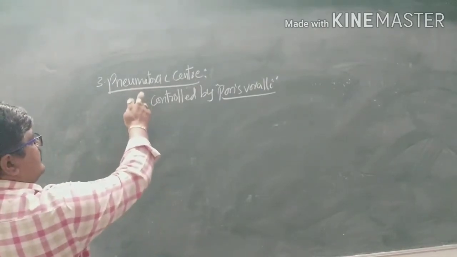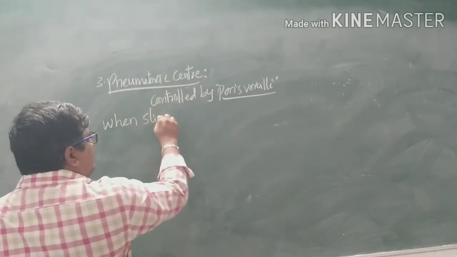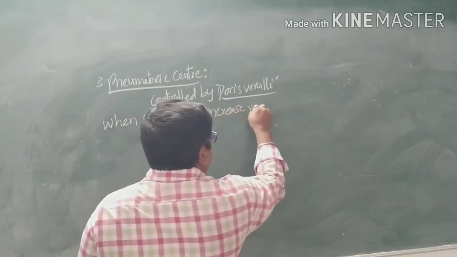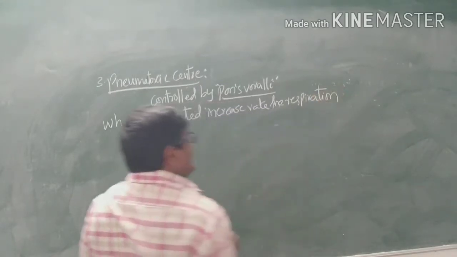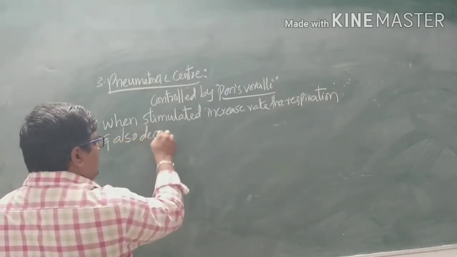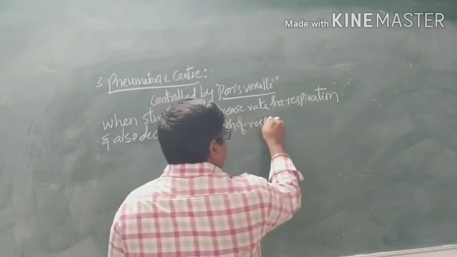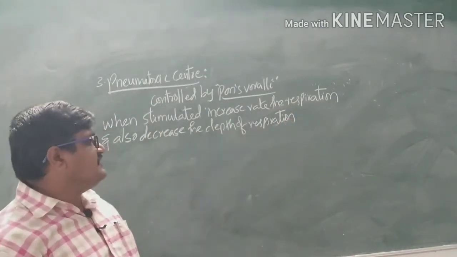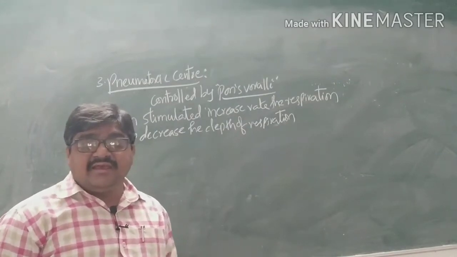The pneumotaxic center is mainly controlled by the pons varolii, and when stimulated, it increases the rate of respiration and decreases the depth of respiration. It increases and decreases the rate of respiration, which takes place on the respiratory surfaces.